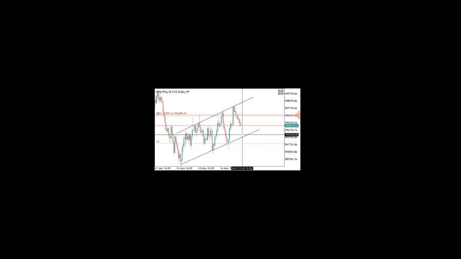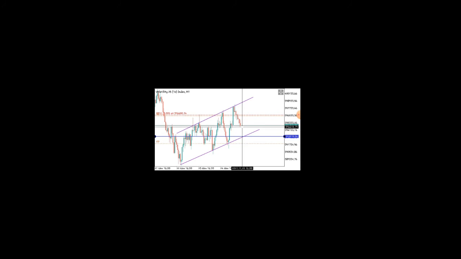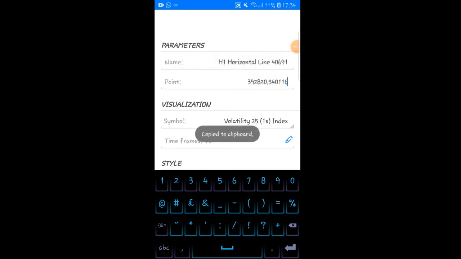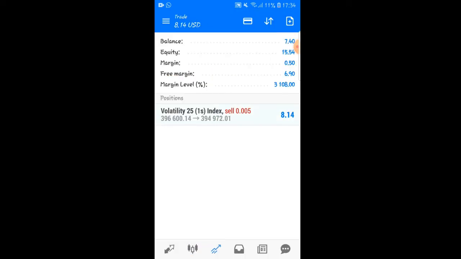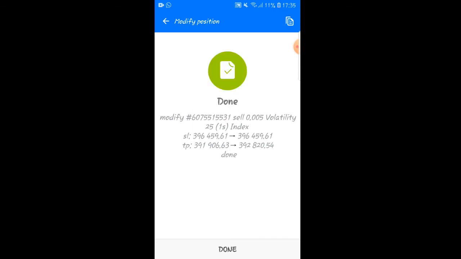I still believe that this market can come all the way up to here. So maybe what we can do is adjust our take profit. Let's see, maybe this market will come up somewhere around here, 392.820.54. Yes, there. So what you can do is, let's go back to the normal position. We can copy this price here, copy that, and then go back here, then modify position, and paste it there. So that is where our take profit is.